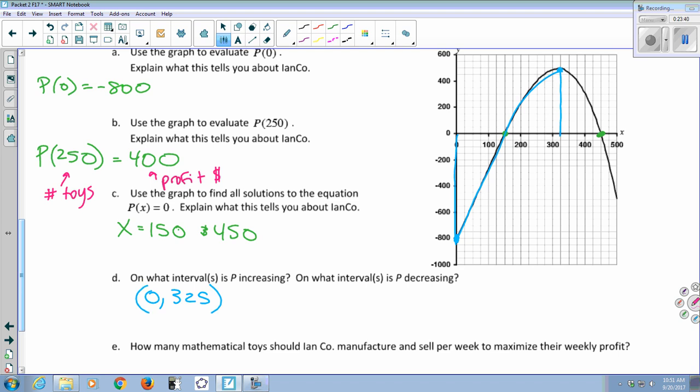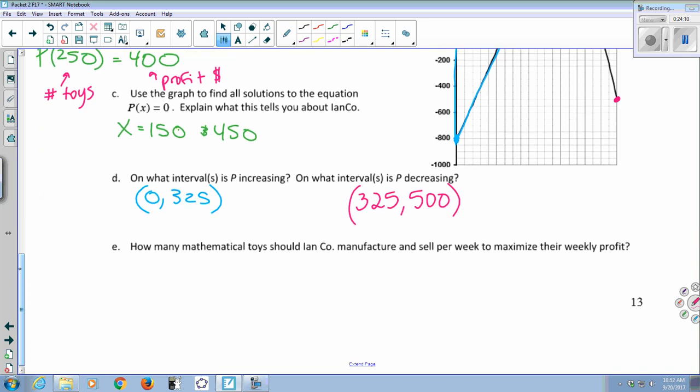And then decreasing from this point to this point. And this point is 325, the X value, and this point, the X value is 500. So decreasing from 325 to 500. Which means that my optimal point happens at 325 toys per week. So that's the answer to part E. How many mathematical toys should E & Co manufacture and sell to maximize profit? 325. That's where you hit the highest profit.